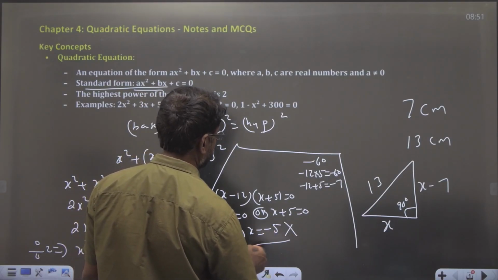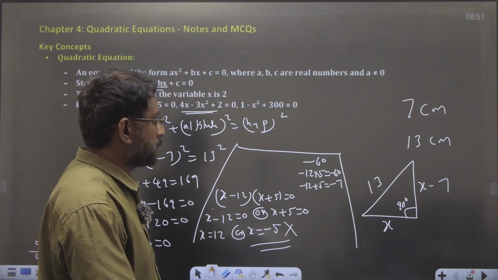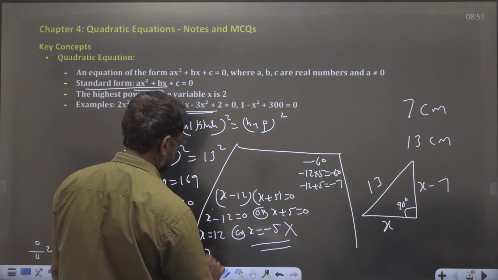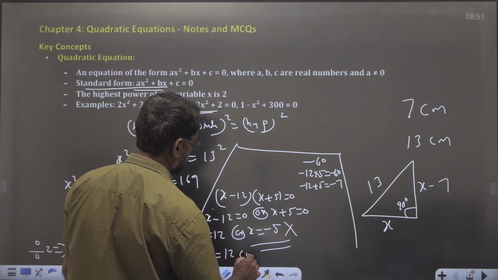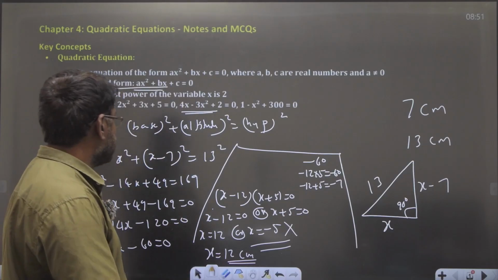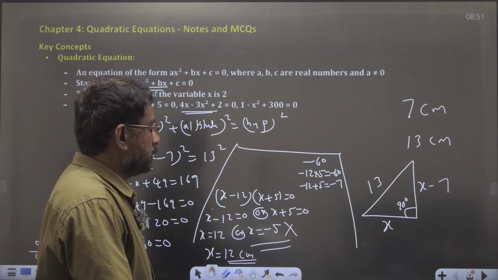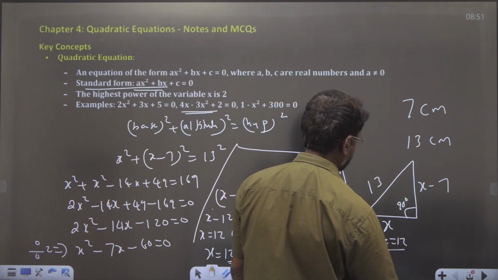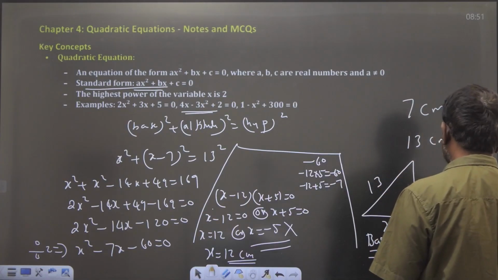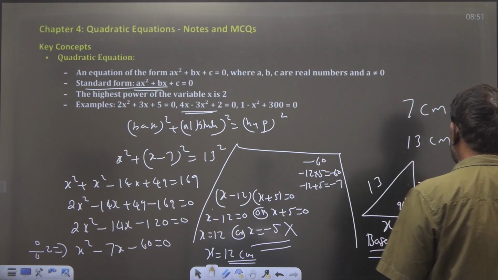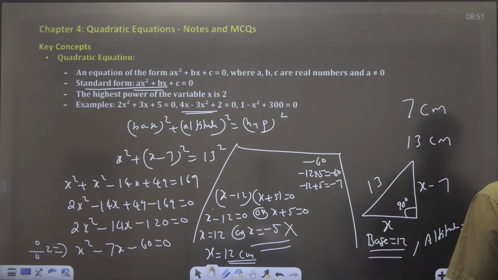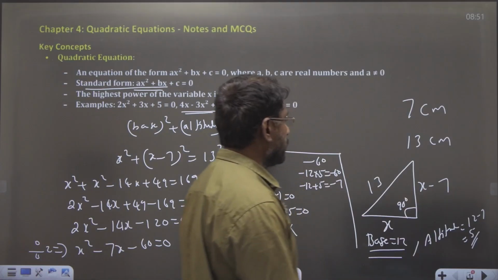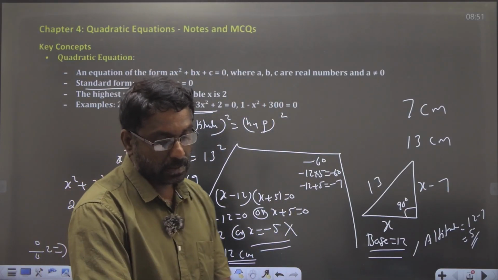But negative 5 is not admissible because x represents the length. It is a measure, and a measure is never negative. So you take x is equal to 12 centimeter. That is, base is equal to 12. And what is altitude? Altitude is equal to x minus 7, that is 12 minus 7, that is 5. Substitute the value of x here. This is the answer.